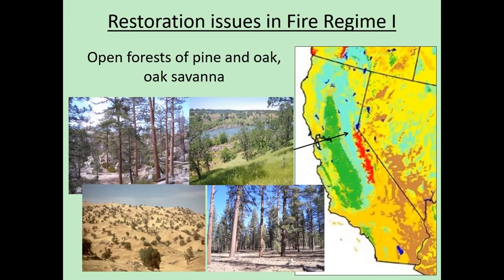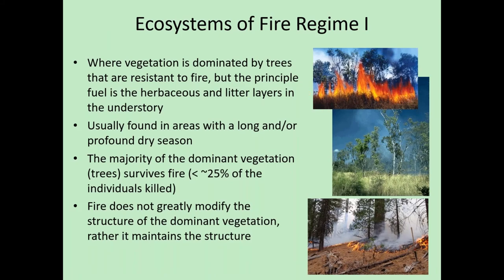So anyway, let's talk a little bit about fire regime one. These are largely open forests of pine and oak. Oftentimes they're savanna systems. I've given this presentation overseas way more than I've given it in the U.S., so it's a little bit generalized, so forgive me. But basically, these are systems where the vegetation is dominated by trees that are resistant to fire, but the principal fuel is actually the herbaceous and/or litter layers in the understory. The trees themselves relatively rarely, at least before the current accumulation of fuels, played a major role in the actual burning.